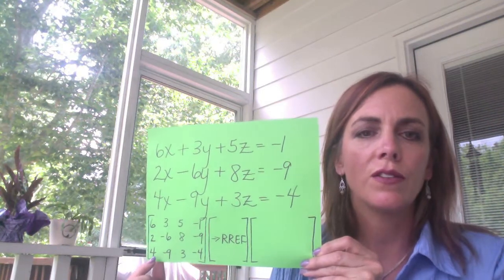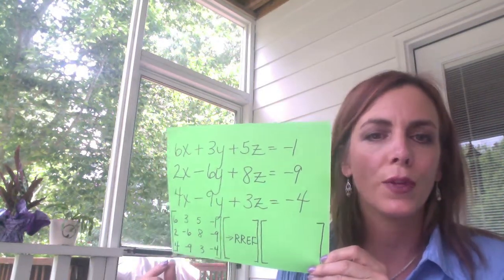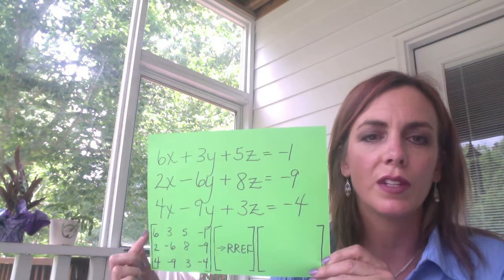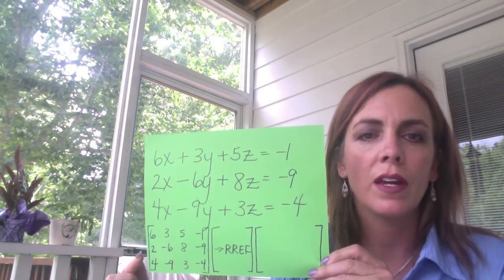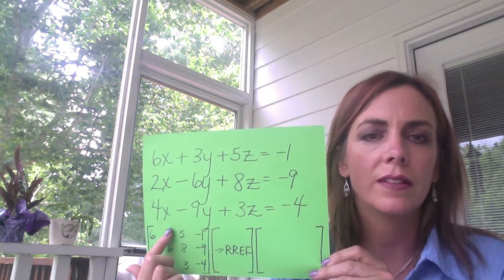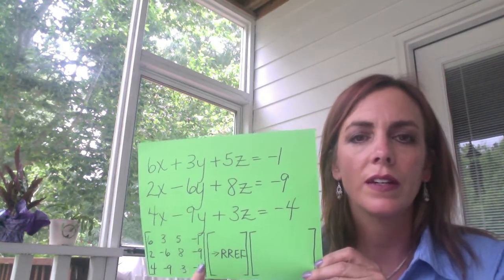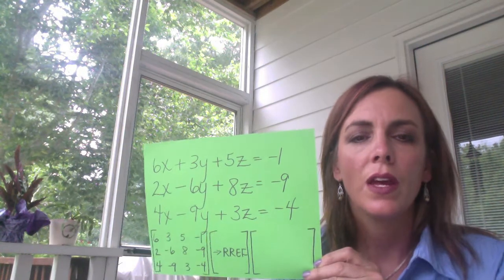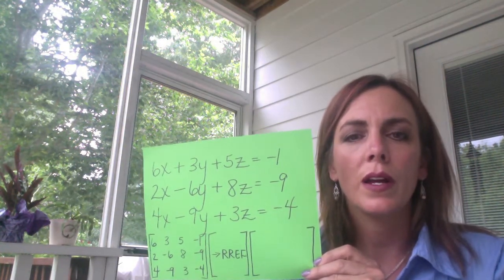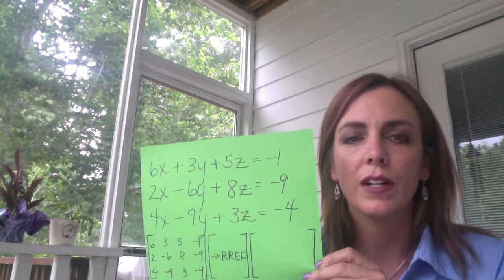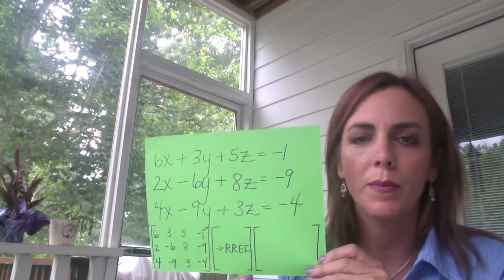So you see you've got a matrix, which is just a rectangular block of numbers. We just have the coefficients of the x's, the coefficients of the y's, the coefficients of the z's here, and then the constants here. This is where we use our technology, and it's really, really easy. Let me walk you through that.